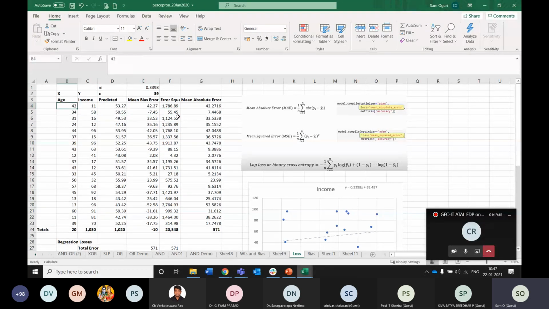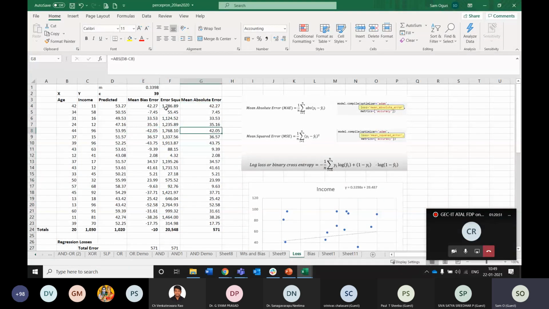So for all the 20 records that I have in this data set, I calculated the error for all these things, right? You see the error. So what the mean absolute error does is it converts the negative into positive. For example, the error is 7.45. So what it does is it ignores the negative side and takes only the absolute value. Even though it is negative, since I'm taking the absolute value, I got 7.45.